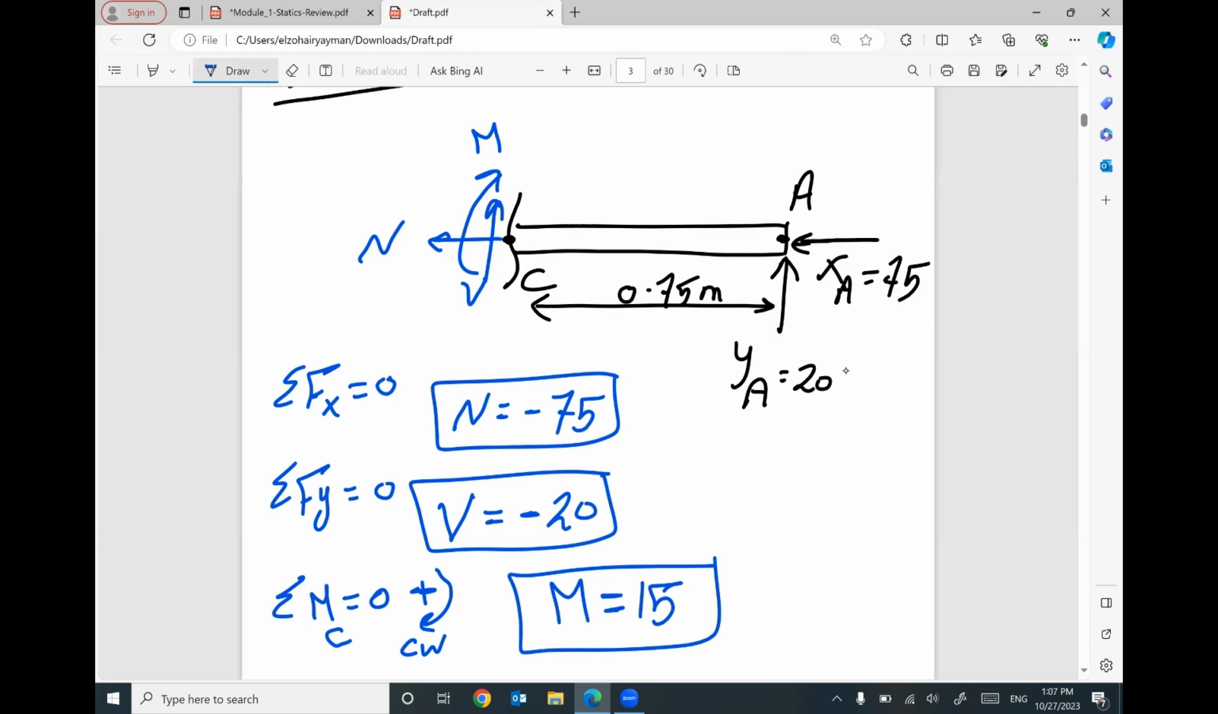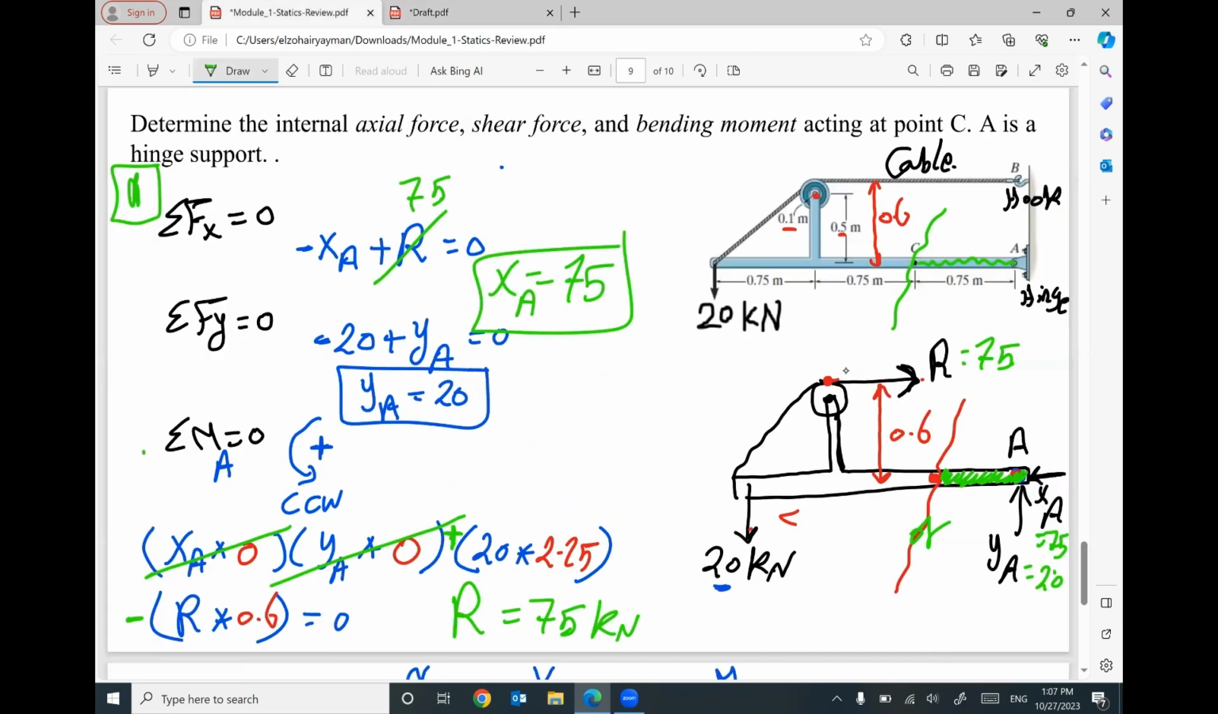These are the three internal forces at point C. This one kilonewton, this one kilonewton, this one kilonewton meter. Positive means you assume the correct direction. Negative means you assume the wrong direction. That makes sense?